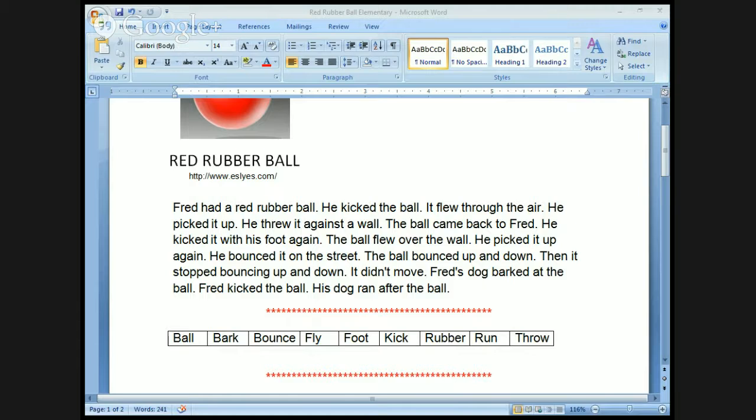The ball bounced up and down. Did the ball bounce up and down? Yes, the ball bounced up and down. What did the ball do? The ball bounced up and down.